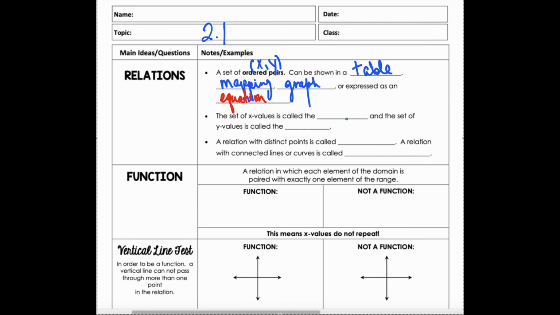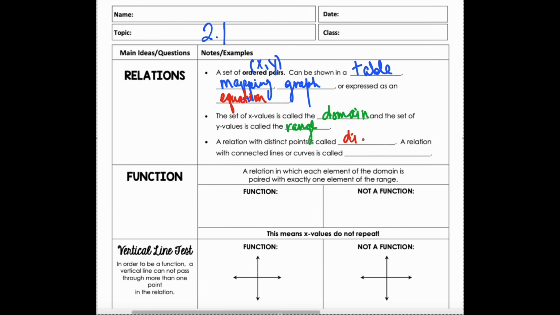And the set of x values is called the domain. If you were in my Algebra 1 class, you'd be pretty familiar with domain. And then, of course, the set of y values is our range. Okay, all right. A relation with distinct points is called a discrete relation.